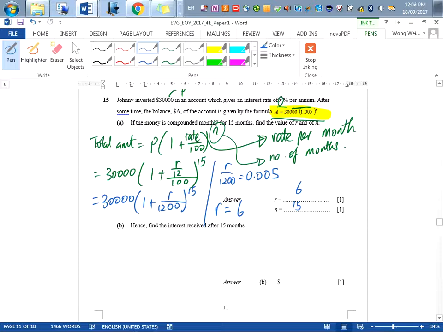Okay? So for this question, the key thing is to understand what the R and the n in your formula sheet represent. They are related to the number of periods, and number of periods depends on the question, whether it is compounded monthly, weekly, hourly, daily, yearly, and so on and so forth.